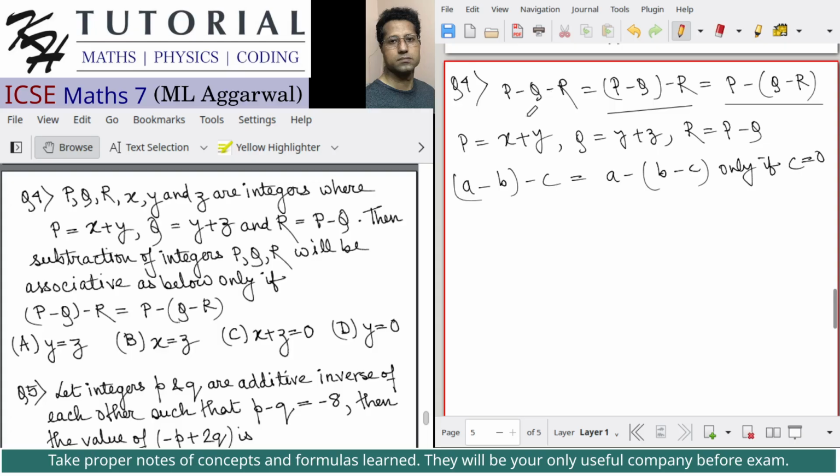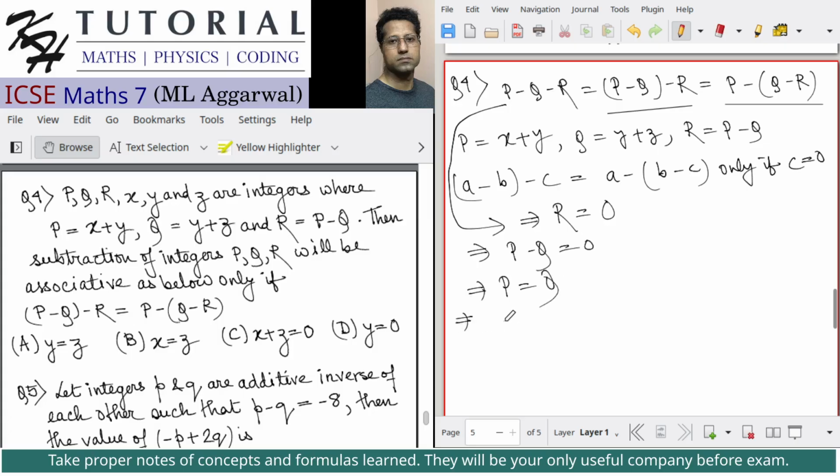It is given that the subtraction of the integers p, q, r will be associative. So definitely we must have r equal to 0. R is the c. So r has to be equal to 0. Now what is r? R is p minus q. So this must be equal to 0. So if p minus q equals 0, we must have p equal to q.